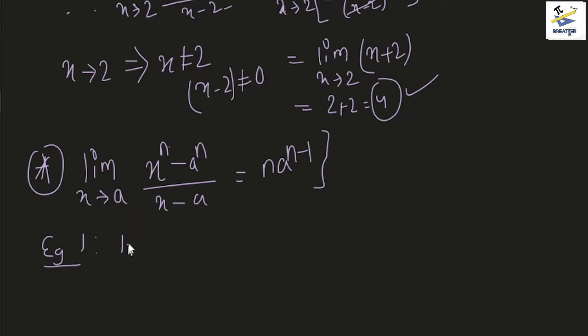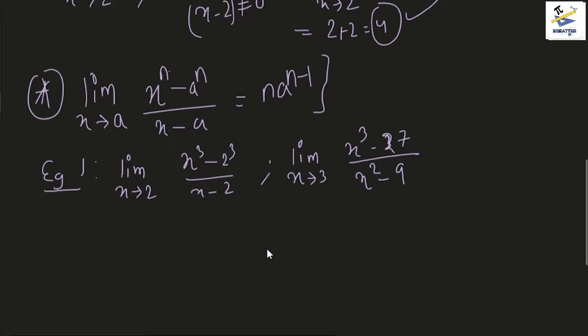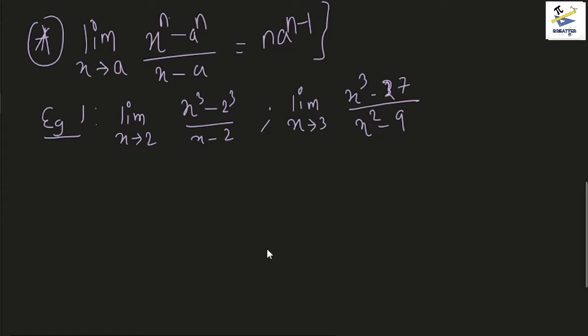Example 1 would be limit x tends to 2, (x cube minus 2 cube) by (x minus 2). This is a direct application. And example 2 would be something like this: x cube minus 27 divided by x square minus 9. Now let us do the problems one by one.